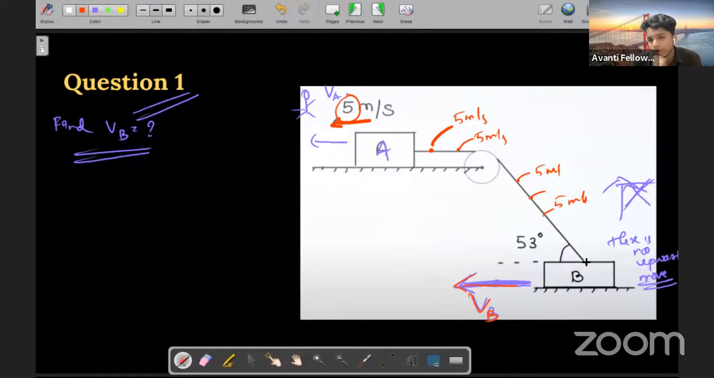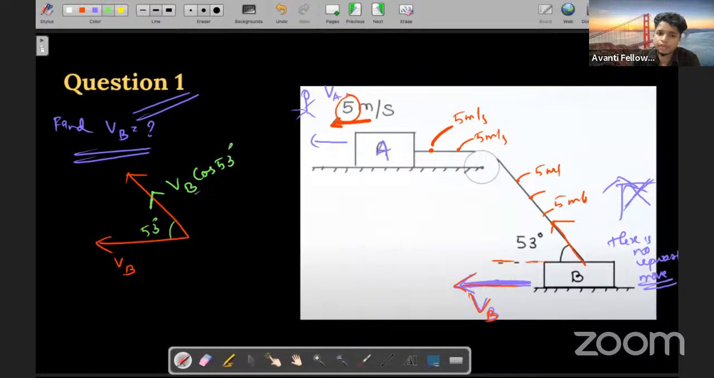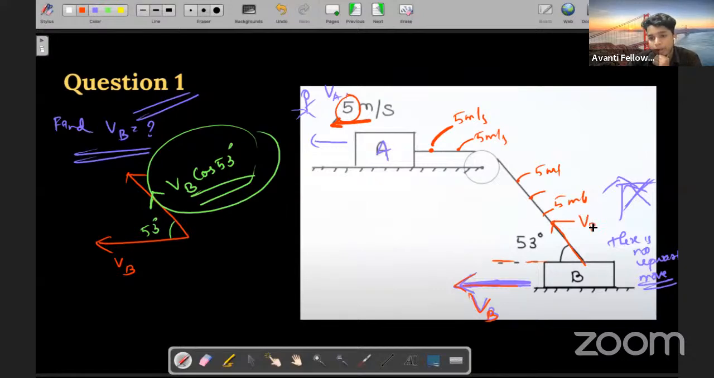See, this is 53 degree. Won't there be a component of VB along this direction? VB is trying to move in this direction, and there is a string attached at 53 degree. Then won't there be a component VB cos 53 degree in this direction? Yes or no? So there will be a component of VB sin 53 degree. Sorry, cos 53 degree. My bad. Cos 53 degree. Yes, very good.